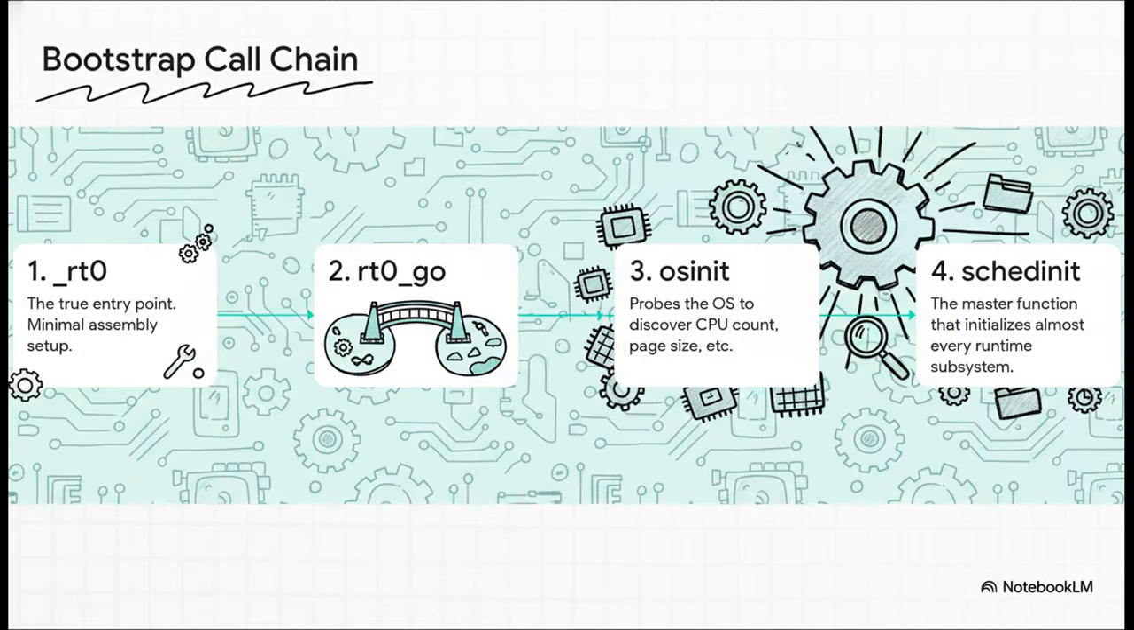All right, now that we have this minimal foundation, the bootstrap can get going through a very clear chain of command. The initial art0 assembly code handles the most primitive setup, like getting arguments from the command line, and then it calls art0 go. This function is basically the bridge from the assembly world into the Go world. From there, we call osinit. This is where the runtime starts asking the operating system questions to learn about its environment, like, hey, how many CPU cores are available, or what's the memory page size? This info is vital for configuring the scheduler and the memory manager. And all of this leads up to the main event, the master initialization function, runtime.schedinit.